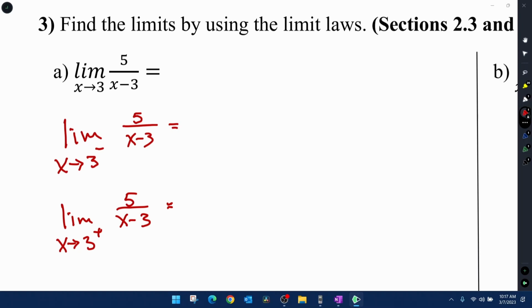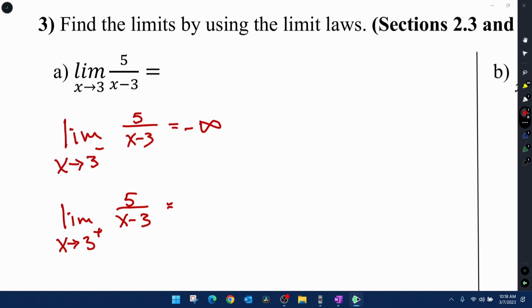Negative, correct? But it's getting smaller and smaller and smaller, which means the overall fraction will get bigger and bigger and bigger. If the denominator gets smaller, the fraction overall gets bigger, but it's going to be negative, correct? And so that would approach negative infinity, because the fraction will get infinitely large if the denominator gets infinitely small.